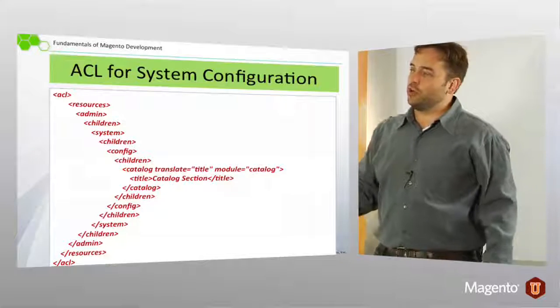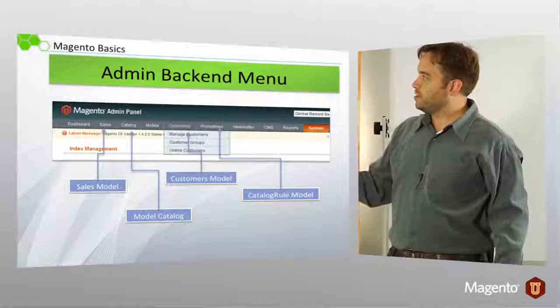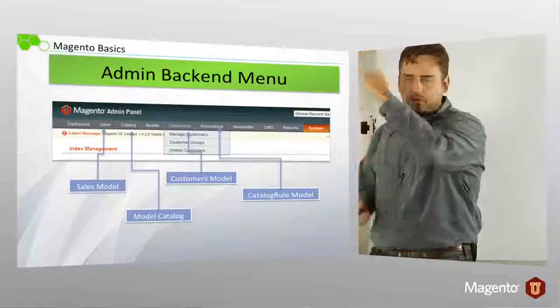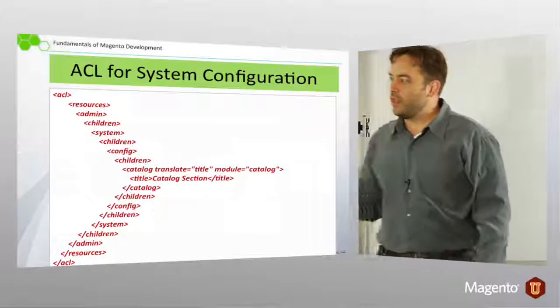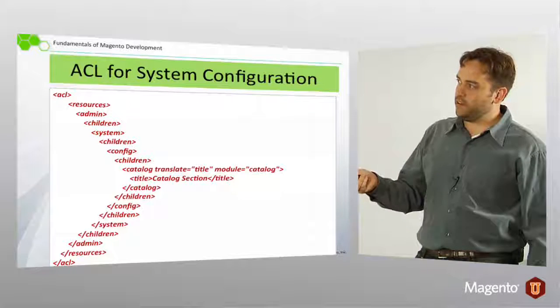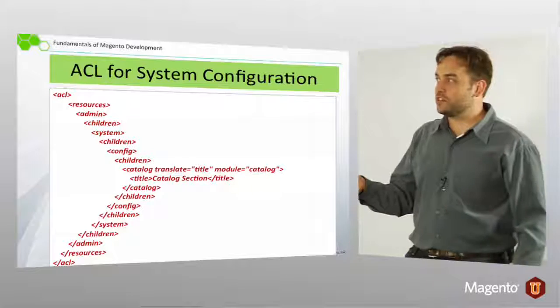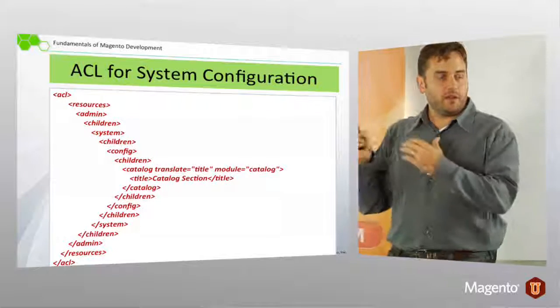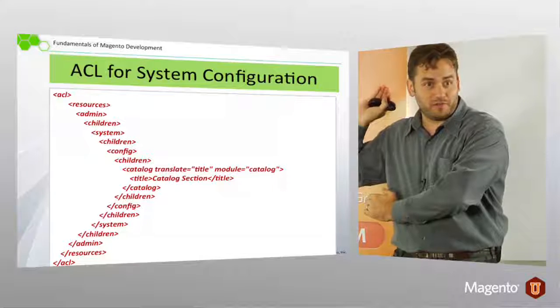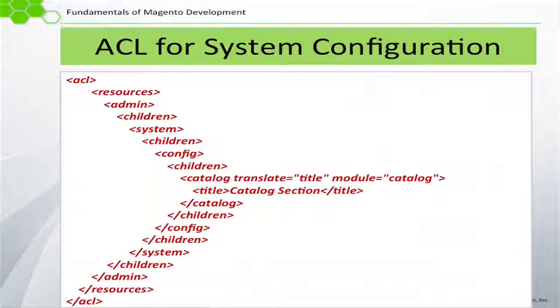So inside this children node, we would probably have system, reports, CMS, newsletter, all of those as sibling nodes. And then system, children, config, children, and this is how we set up ACL for the different panels in system configuration. So those are the two things we can affect with the ACL. Items in system configuration and menu items in the admin.